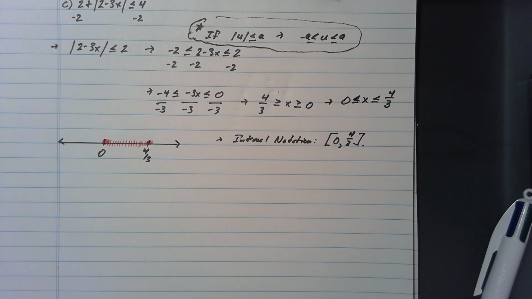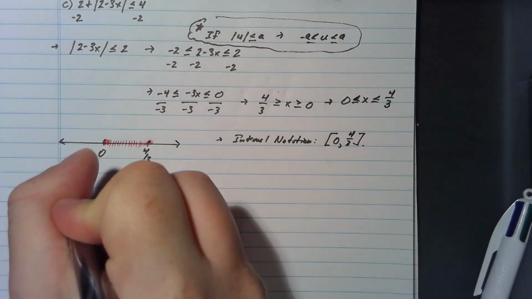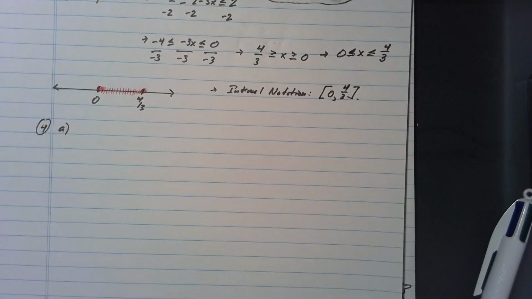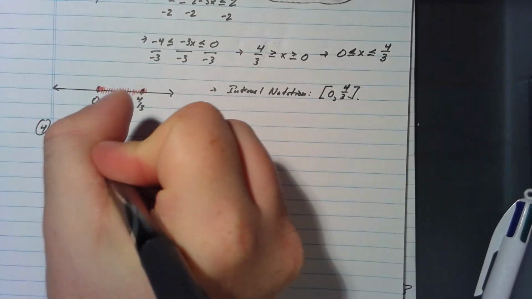Okay, what we're going to do now is look at number 4. Number 4 deals with writing complex numbers in standard form. So letter A and B are pretty straightforward. It's just addition and subtraction.